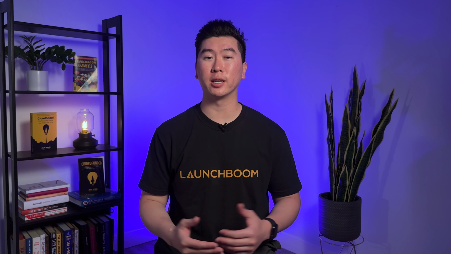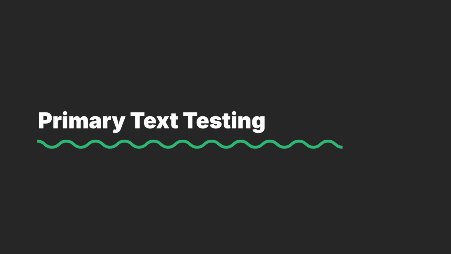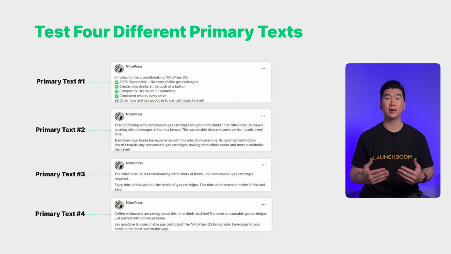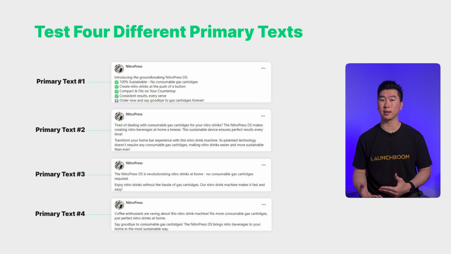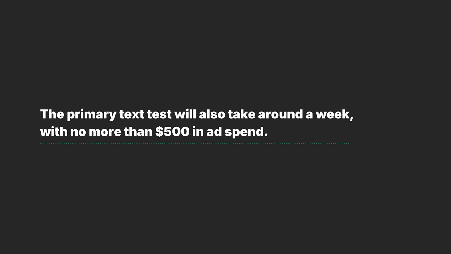All right, now you've got your winning headline. Let's move on to the final round, your primary text test. This time, it'll only be your primary text that's changing, and you'll use your winning headline and image from the previous tests. Here's an example of what a primary text test could look like. Like the previous tests, we recommend testing 4 different primary texts in this test. You have more flexibility with this test since the primary text field has way more characters that will display compared to headlines. So test out different formats or problems and solutions to figure out what your audience responds to best. The primary text test will also take around a week with no more than $500 in ad spend.